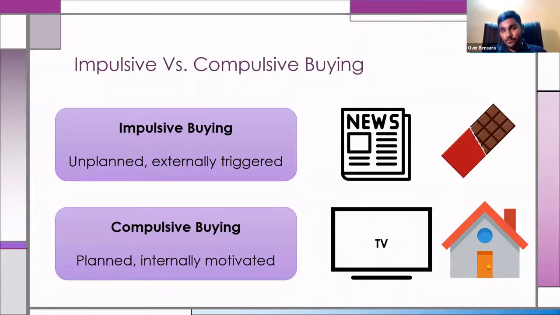And when it comes to compulsive buying, the compulsive buying is mostly involved with goods that you are using for a long period of time. If you take a TV, at least you would use it for 4 to 5 years. If you buy a house, at least you stay in the house for 10 to 20 years. So this is the difference between impulsive buying and compulsive buying. Are we clear? Any questions?